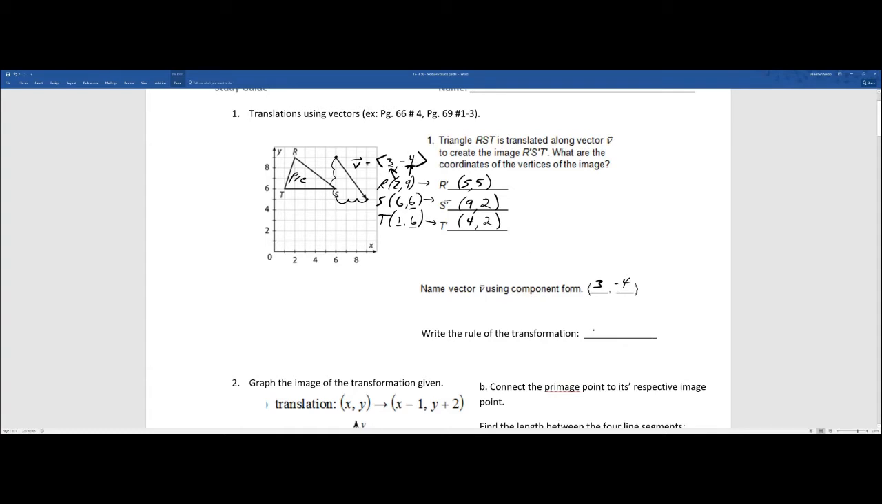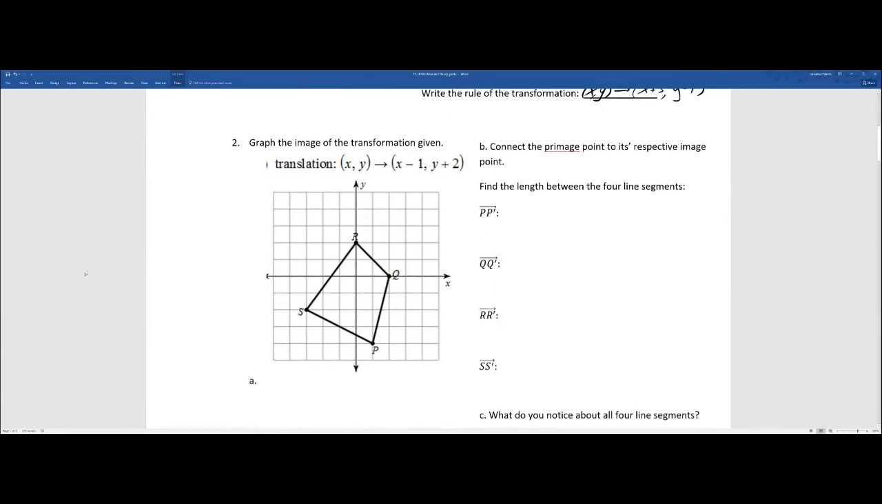Now write the rule for the transformation. Whatever our coordinate was, x comma y, to the x we add on 3, and our y moves down 4, or is subtracted by 4. So that's the general rule for this translation.